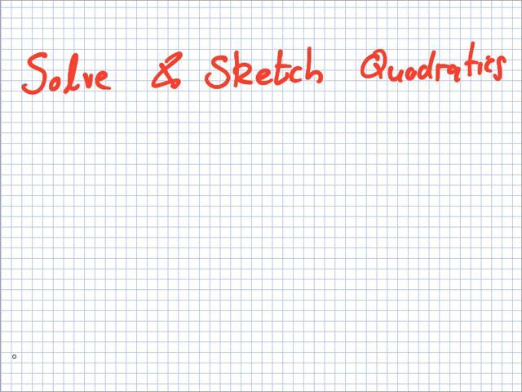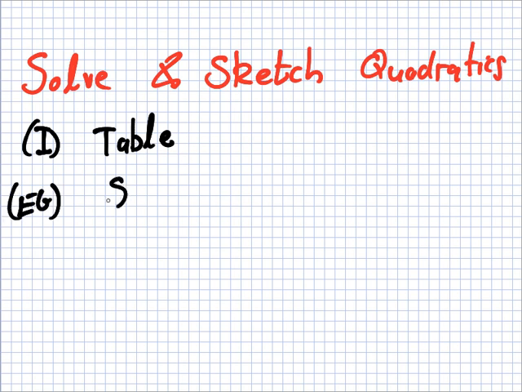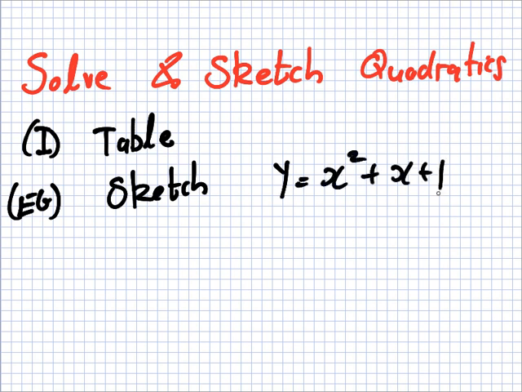So the first way I want to show you is not really the best way to be doing it for the exam, because it takes a little bit too much time, but you can still use it. It's probably a method that you're all familiar with from school anyways. So the first method you could say is just by using a table. For example, if I say sketch y equals x squared plus x plus 1, we can do this by making a table.